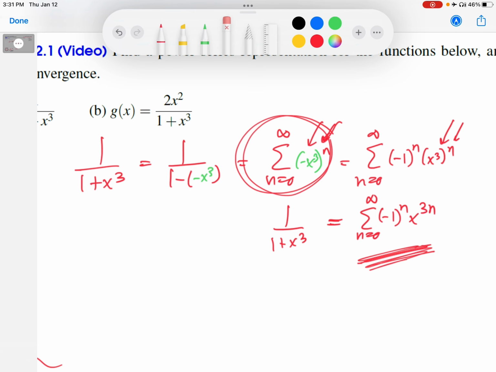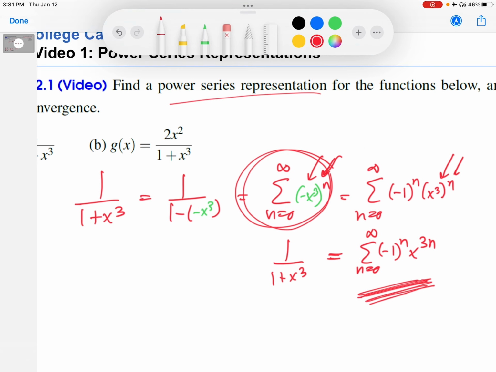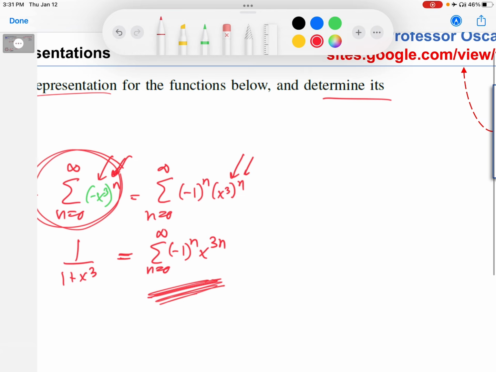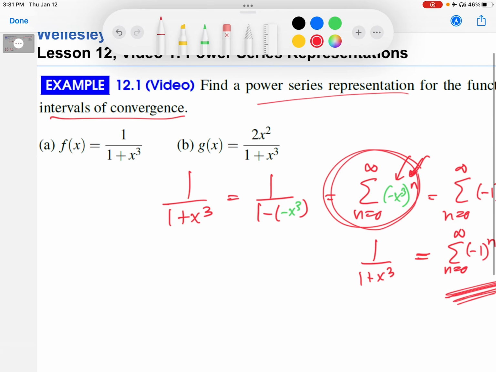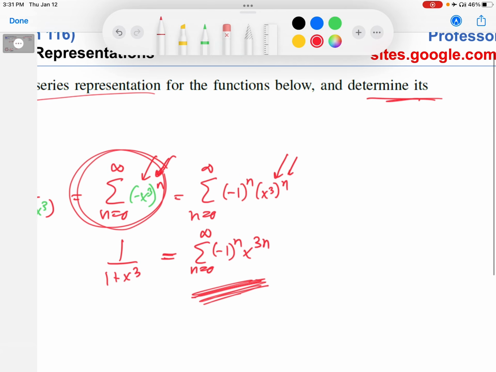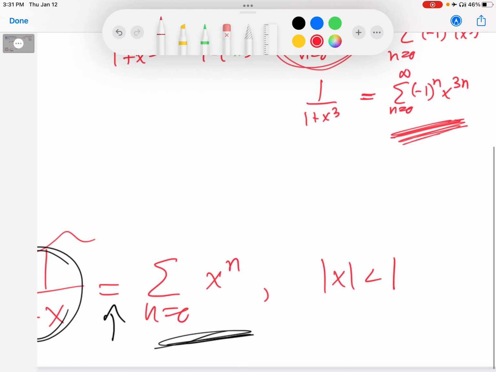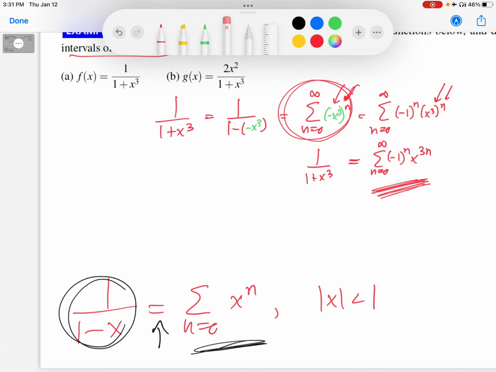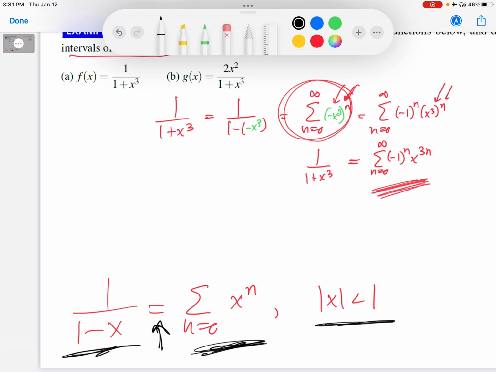What about the second part of the question? We found the power series representation. How about determining its interval of convergence? Okay, so we go back to what we had here. Now we're going to look at the same results through a slightly different lens. This is the function, which is equal to this power series, on this interval of convergence.